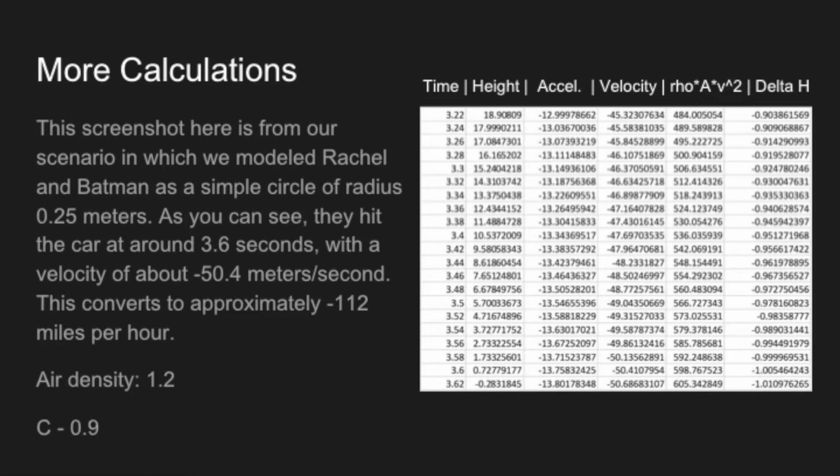Next, we move on to our Excel spreadsheet, where we can input this value as our initial velocity. We also input an initial height of 105 meters. We have a rho value of 1.2, a drag coefficient of 0.9. We model our heroes with the smallest possible surface area, and they hit the car at around 3.6 seconds with a velocity of around negative 50 meters per second, or about negative 112 miles per hour.